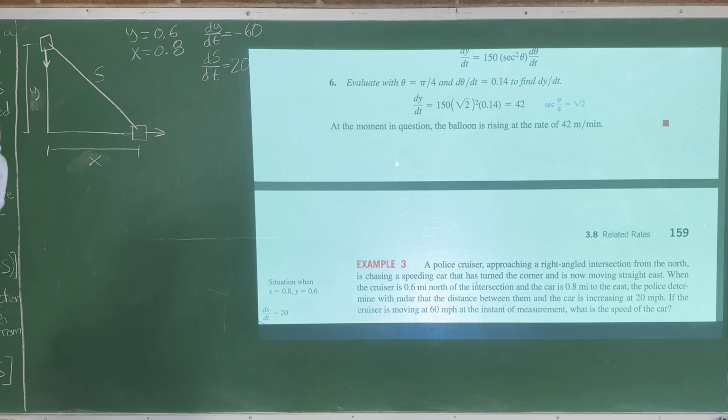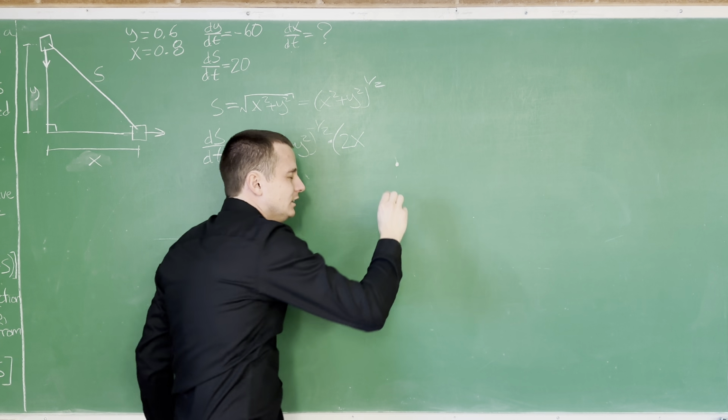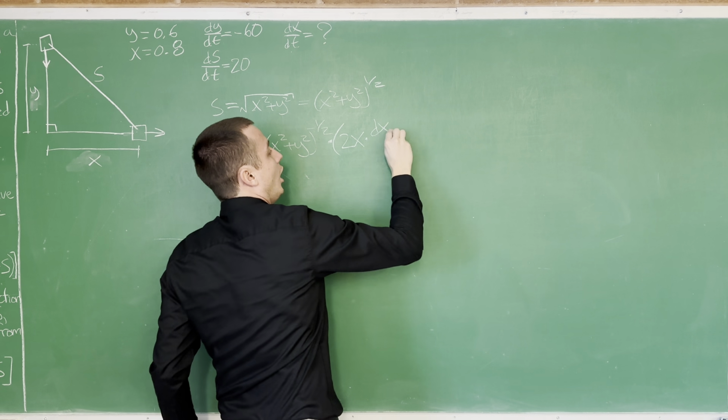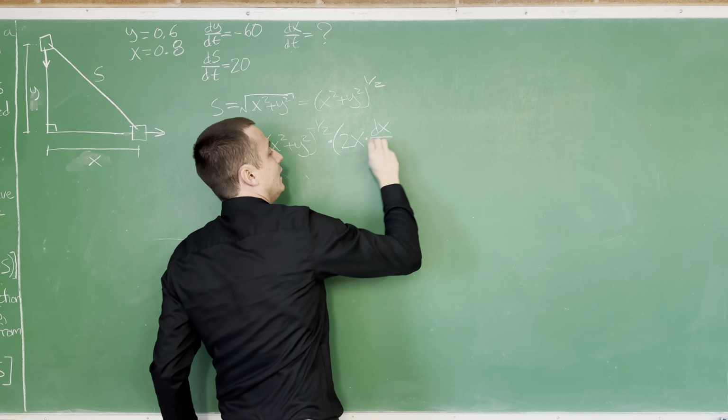2x plus 2y. What? 2x times dx/dt. Chain rule, always and forever. Plus 2y dy/dt. Finish your chain rule, always and forever. If you're going to take derivatives, you better end up with derivatives.